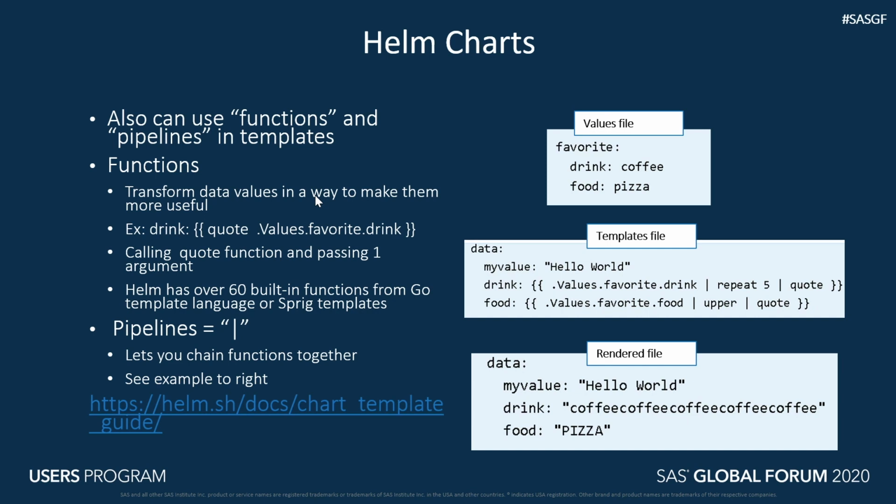Then notice after that we pipe that through a function to repeat 5 times and then to quote it for us. On the food part, we do something similar, except we pipe it through an uppercasing function, and then we quote it after that. So if we rendered this, did a dry run, or actually ran it through and applied it by installing the chart, the template file would get rendered as my value: hello world, the literal we already had, plus the drink. Notice coffee, coffee, coffee, coffee, coffee, repeating it 5 times, and then food is pizza, all in uppercase.